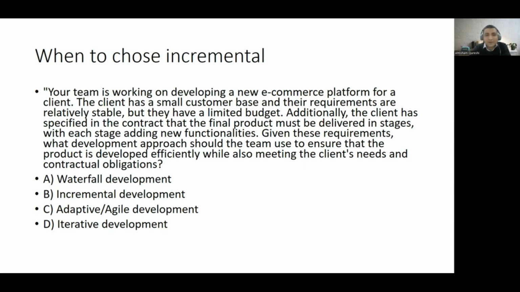Your team is working on developing a new e-commerce platform for the client. The client has a small customer base and the requirements are relatively stable, but they have a limited budget. Additionally, the client has specified in the contract that the final product must be delivered in stages, with each stage adding new functionality. Given these requirements, what development approach should the team use?